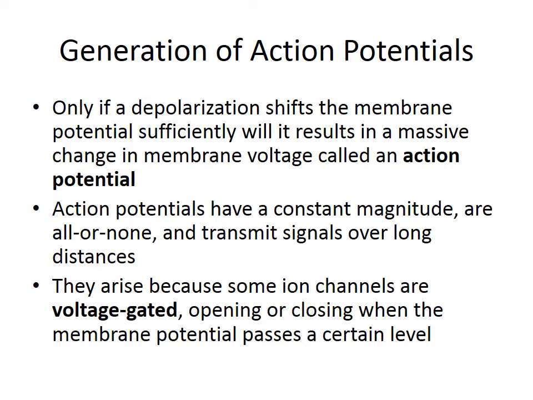Action potentials have a constant magnitude, they're all or none, and they transmit signals over long distances. So these are the three features of action potentials. They arise because some ion channels are voltage gated, opening or closing when the membrane potential passes a certain level. So action potentials only occur because of some ion channels which are voltage gated.